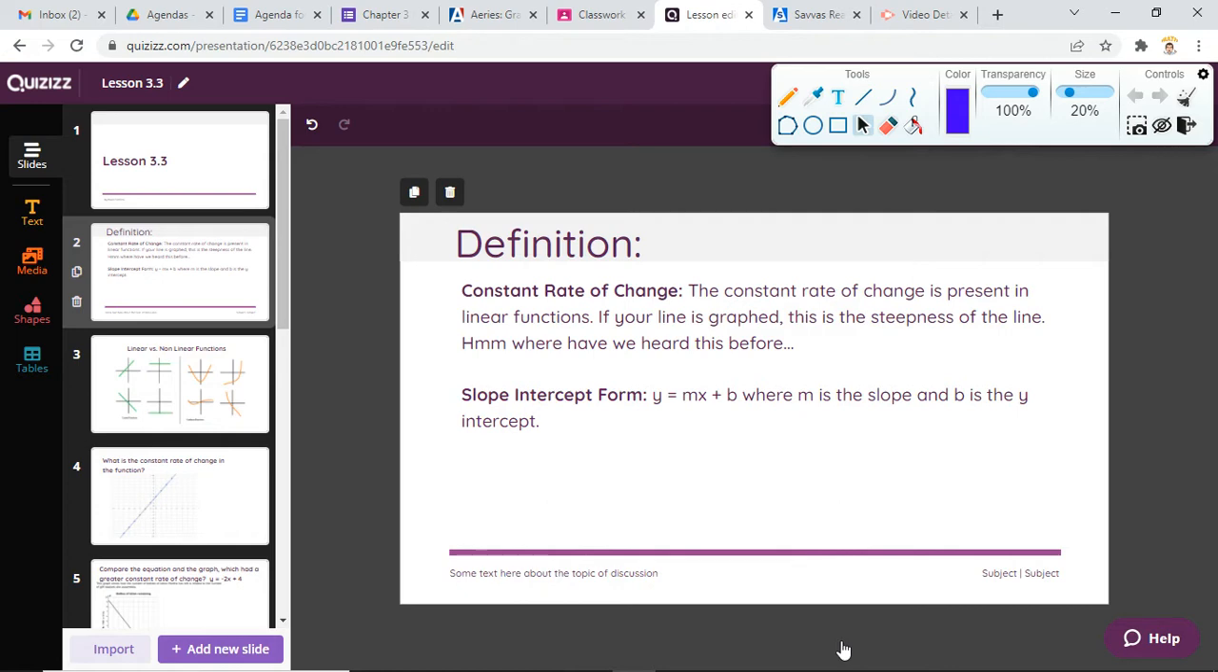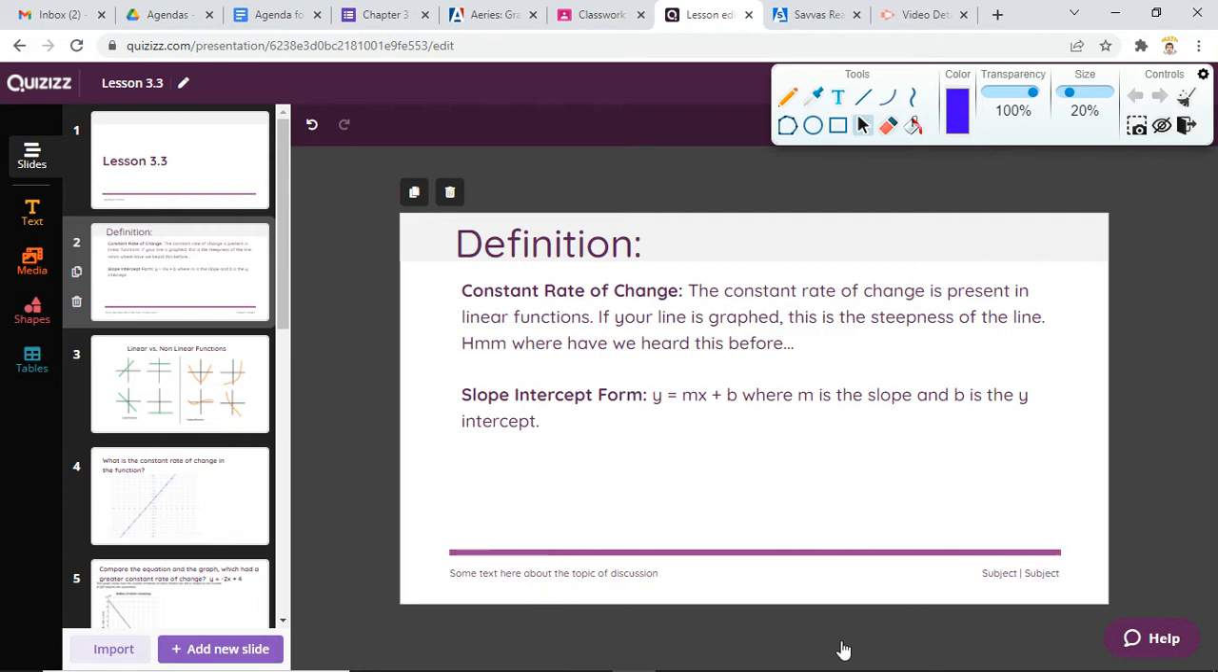So what the constant rate of change tells us, if your line is graphed, is the steepness of the line. So I want you guys to think for a second, where have you heard this before? If you're thinking, gosh, that sounds a lot like slope, you're absolutely correct. The constant rate of change is the slope.